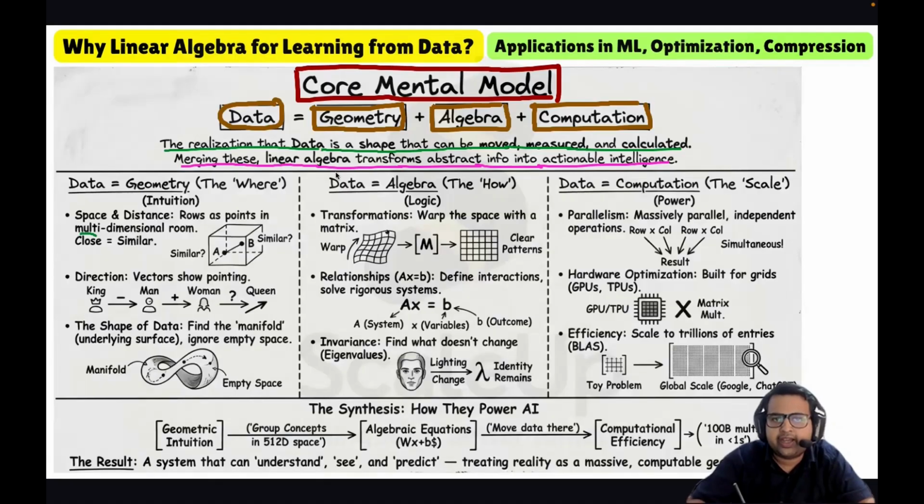Now let us see data as algebra, the how. It is all about the logic. Once we have represented the data, let us suppose we have to perform some operations.